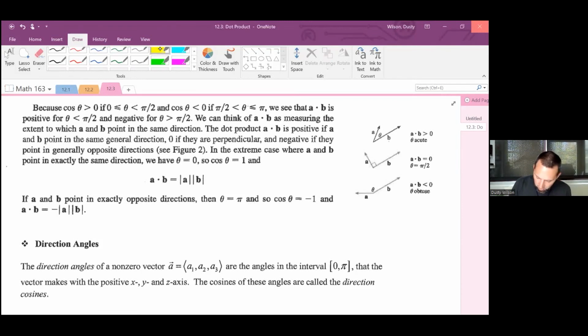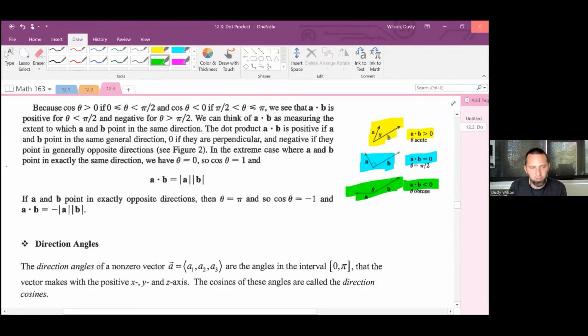Here's the picture. If A and B point in roughly the same direction, then the dot product is positive. If A and B are perpendicular, then the dot product is 0. If A and B sort of point in opposite directions, then the dot product is negative. In the extreme case where A and B point in exactly the same direction, we have that theta equals 0, so the cosine equals 1, and A dot B equals the magnitude of A times the magnitude of B.